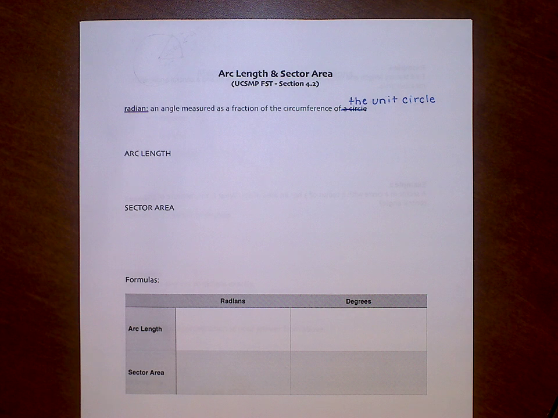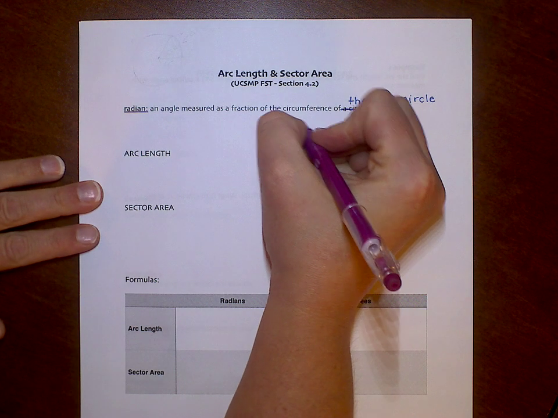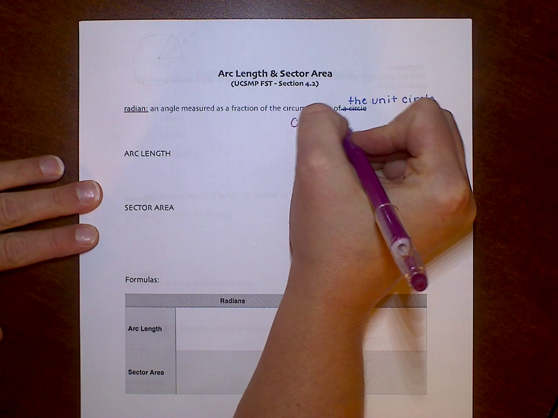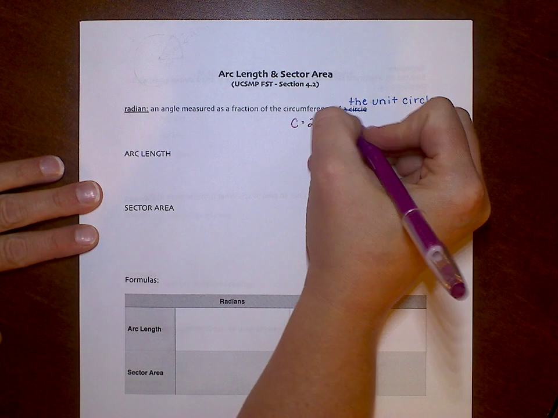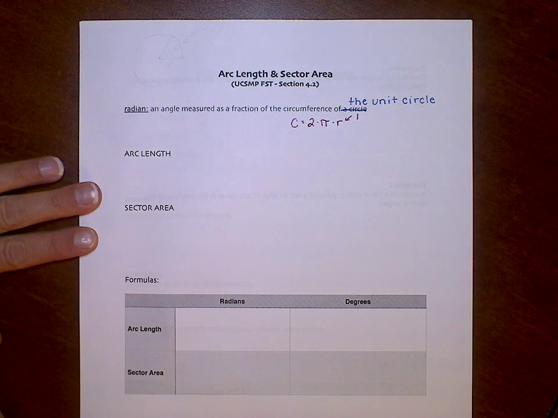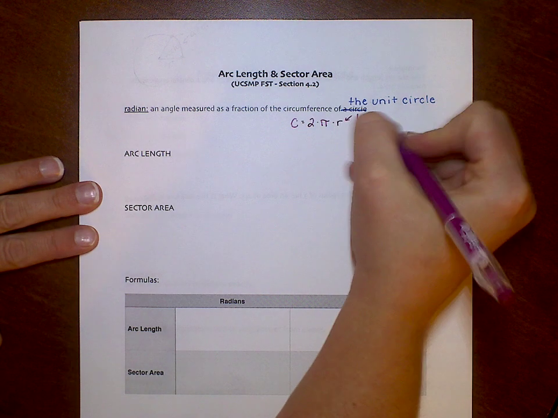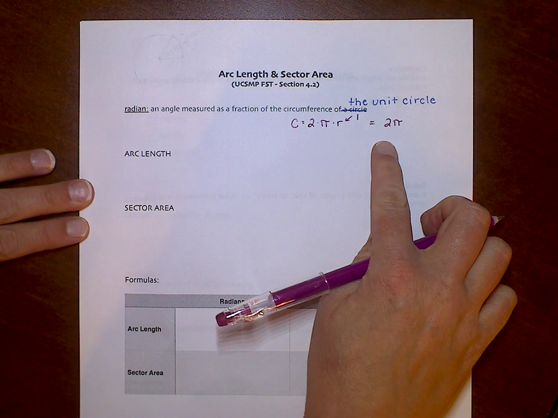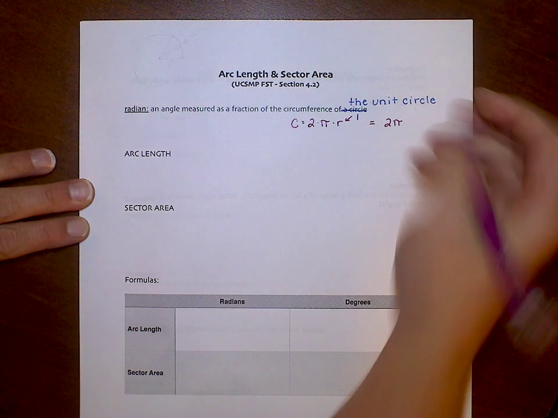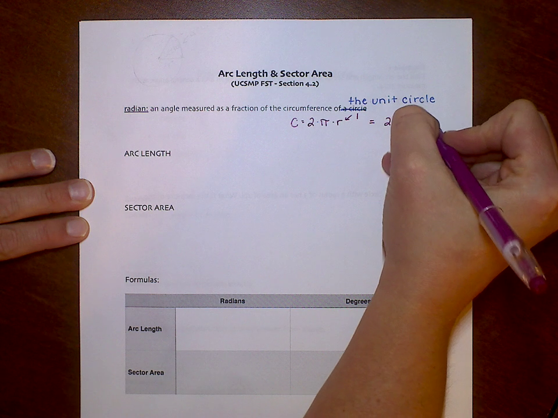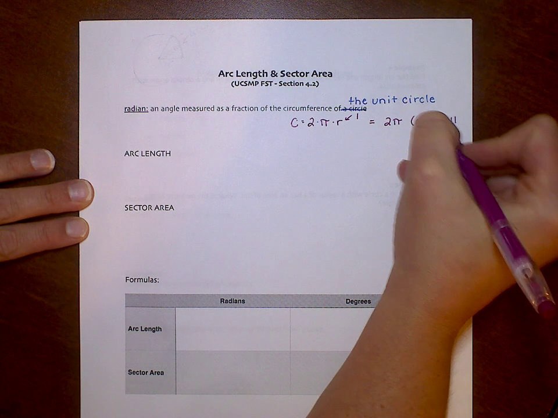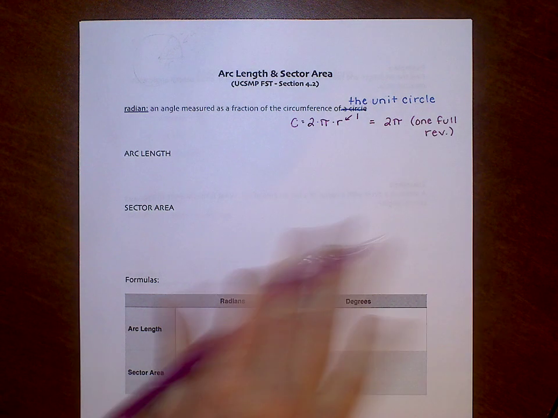I don't know that you need to write this down necessarily, but for example, the circumference of the unit circle, well, the circumference of any circle is 2 times pi times radius. If I'm on the unit circle, we would put a 1 in for the radius, and then my circumference would just be 2 pi. That's why we say when we go all the way around the circle in radians that it's equivalent to 2 pi. This is 1 full revolution, which would be 2 pi in terms of radians. That's going to be important later on too.